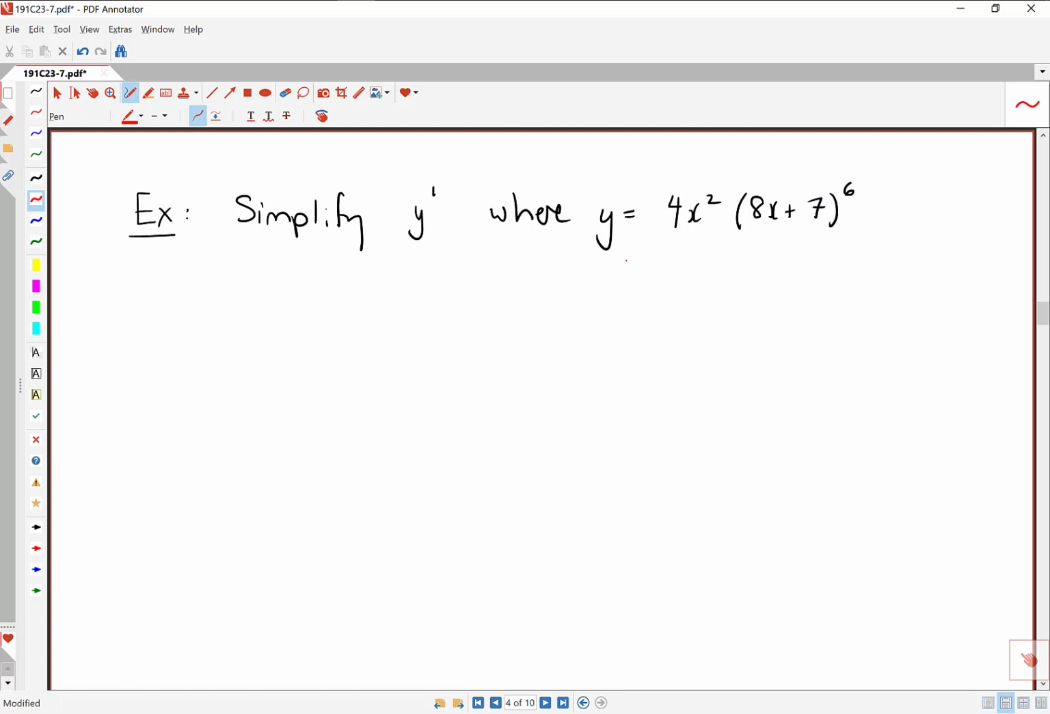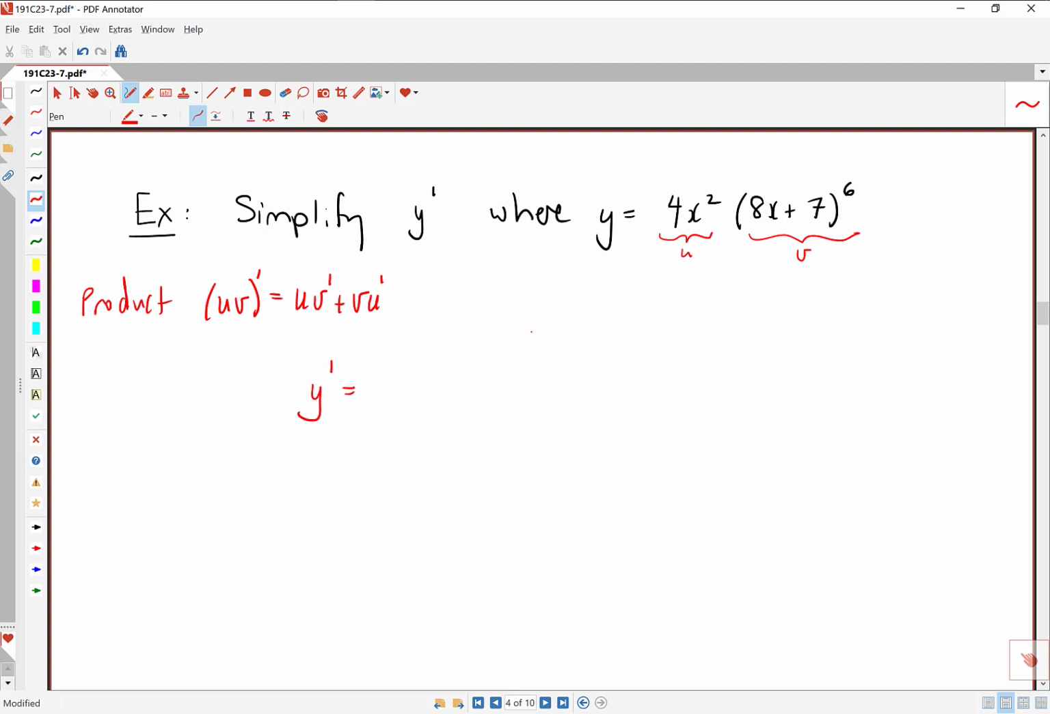This function y here is actually a product. So we can think of this as being our u, and that stuff there as being our v. So maybe let's just have a quick refresher here of our product rule. If you're trying to take the derivative of something that looks like uv, our product rule says go uv prime plus v u prime. So let's try that.